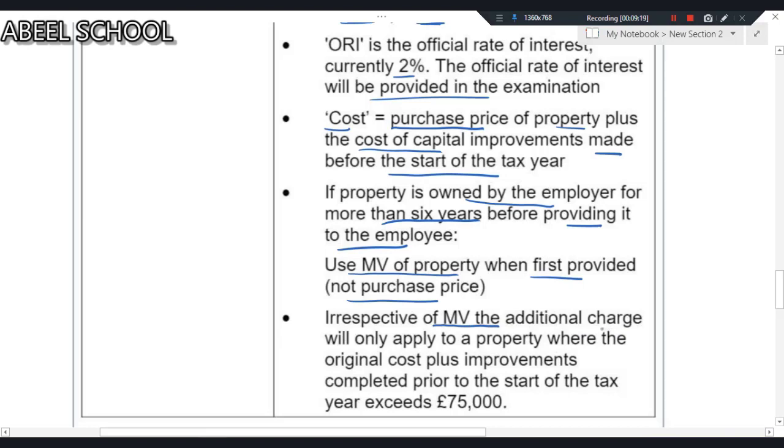Irrespective of market value, the additional charge will only apply to a property where the original cost plus the improvements completed prior to the start of the tax year exceeds what? £75,000. So if the property is owned by the employer for more than 6 years before providing it to the employee, use the market value of the property when first provided, not the purchase price. Irrespective of market value, the additional charge will only arise when the original cost is more than £75,000. And we know that cost means purchase price plus capital expenditure incurred before the current tax year.